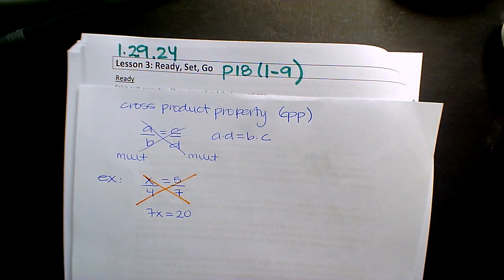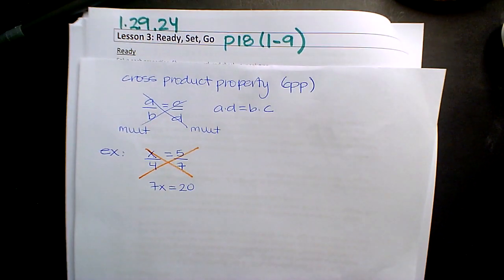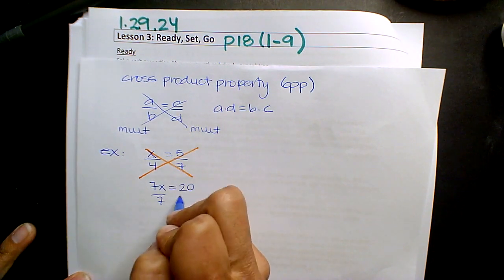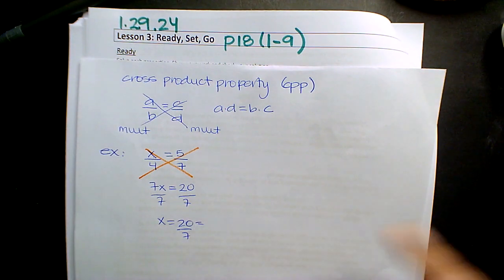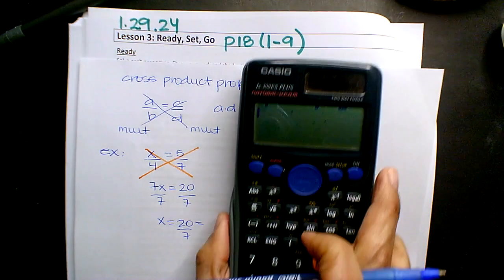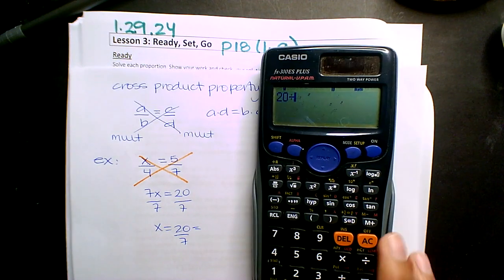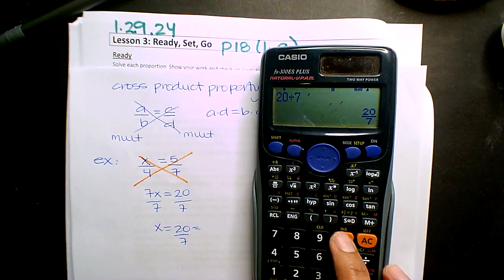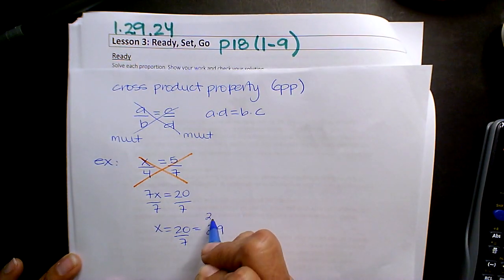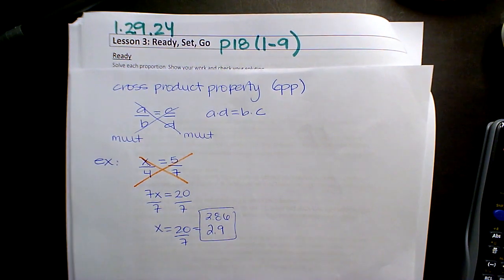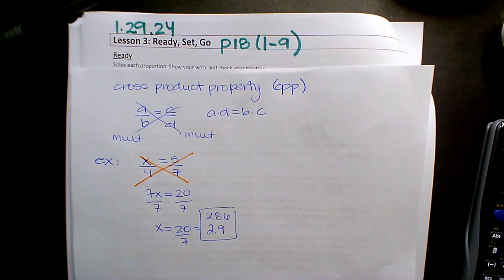And so what do I do next? Huh? What's my next step? Divide by 7. And so I get 20 over 7. And then if you wanted a decimal, where's my calculator? 20 divided by 7 is 2.9, say, or 2.8, 2.9 or 2.86. And so that's your cross product property. That's it.